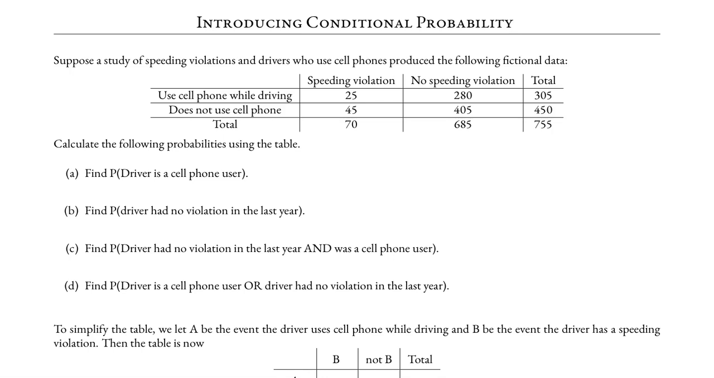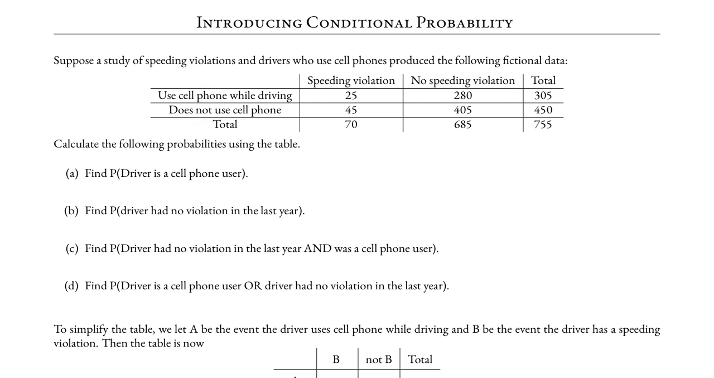Introducing conditional probability. Suppose a study of speeding violations and drivers who use cell phones produced the following fictional data. Speeding violation, no speeding violation, use cell phone while driving, does not use cell phone. Usually we are given a 2 by 2 or a two-way table.